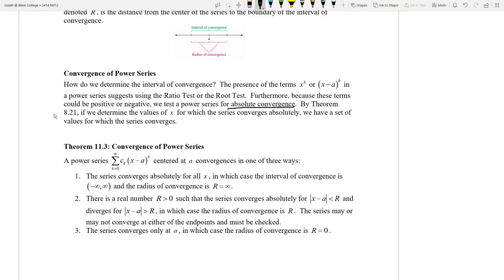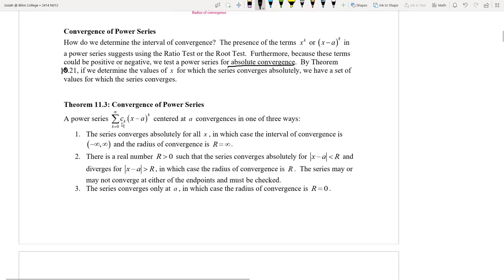By Theorem 10.21, if we determine the values of x for which the series converges absolutely, we have convergence. So here's our theorem. We have a power series centered at a. It converges in one of 3 ways. Either x doesn't matter in the convergence, in which case the interval is all real numbers and the radius is infinity. That means our c sub k's converge so well that x really doesn't matter that much.